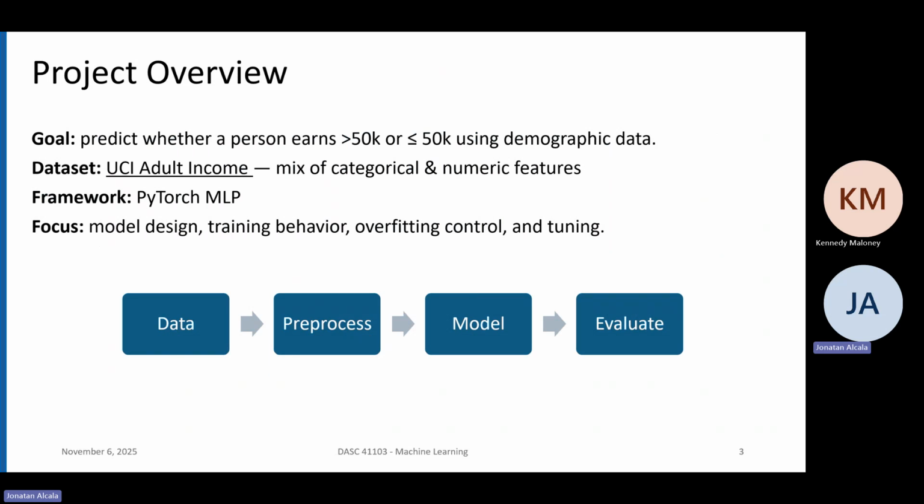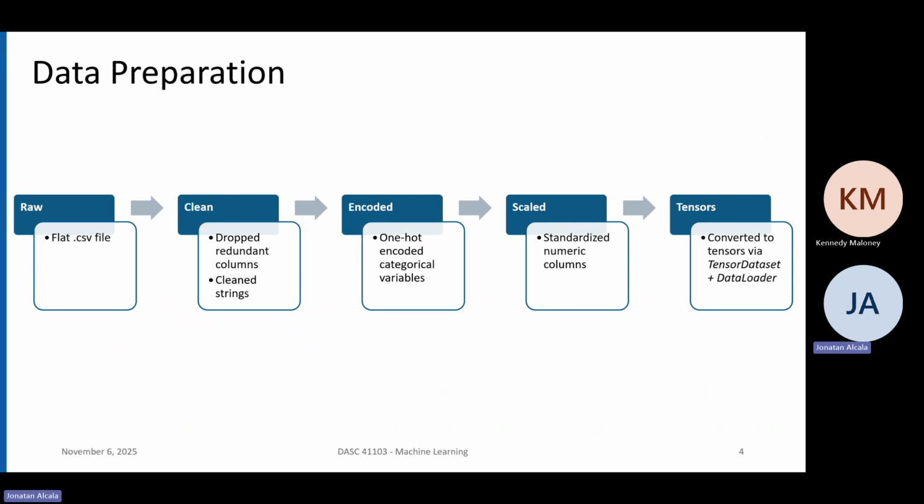So the objective of our project was to predict income categories, either greater than 50K or less than 50K, based on demographic variables. The UCI adult income dataset includes both categorical and numerical data such as age, education, occupation, and weekly hours worked. We used PyTorch to build our MLP, allowing us to handle tensor-based training and optimization. Our focus was to design an efficient model pipeline from pre-processing through evaluation, while controlling for overfitting and class imbalance.